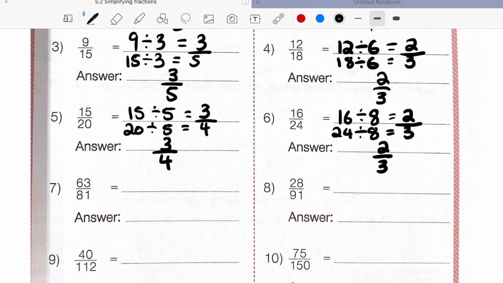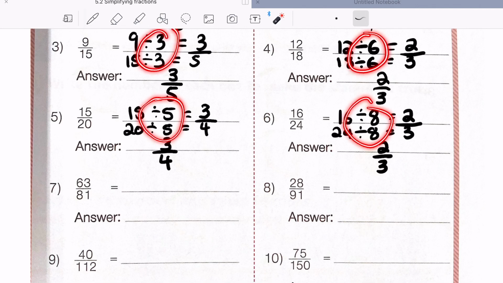So that's how we can simplify fractions. We have to divide by numbers. Divide to make it smaller. We have to divide the top and the bottom by the same number.